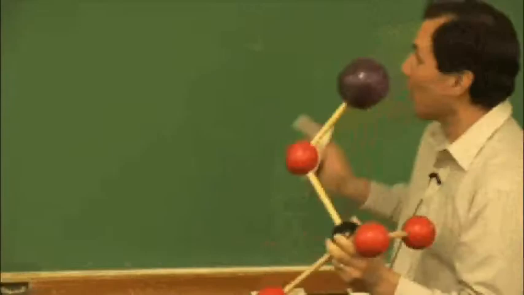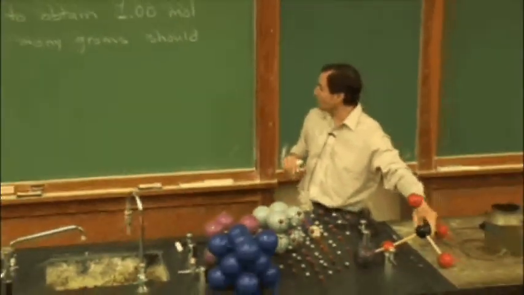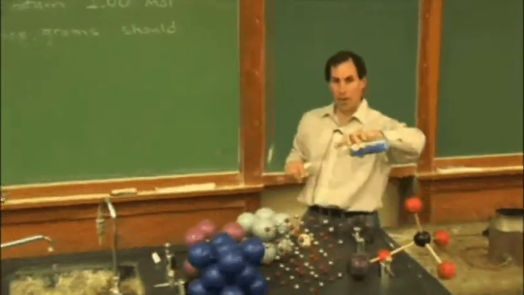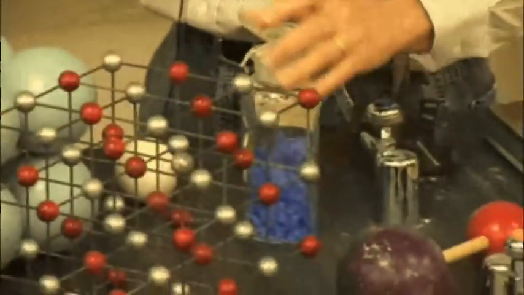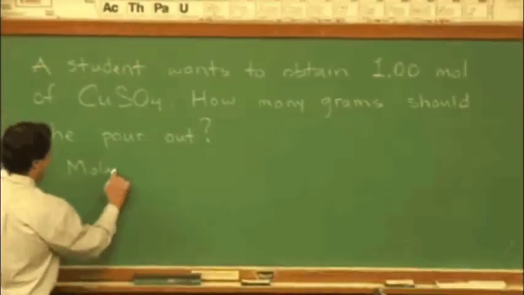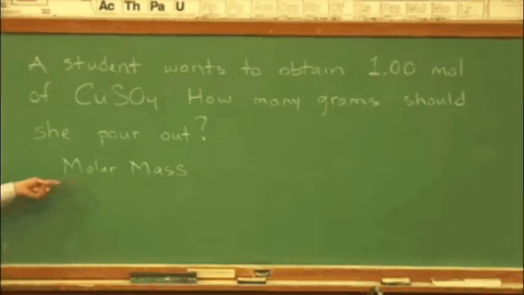And the problem up on the board is asking us that the student wants to weigh out 1 mole of copper sulfate. How many grams should she go ahead and pour out of the bottle, perhaps onto a little piece of weighing paper in a balance? So we need to determine what's known as the molar mass. Molar mass. Molar meaning 1 mole, and the mass, how many grams per mole.